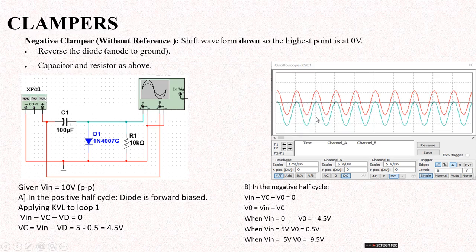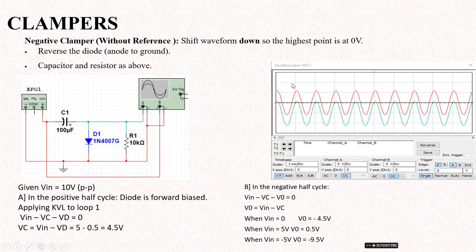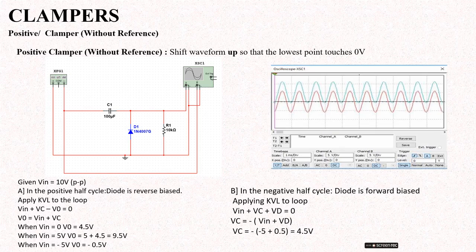Observe the output waveform in the negative clamper circuit: the positive value is also shifted to the downside. This is the example of a negative clamper. The positive clamper is similar to the negative clamper, but you just flip the diode, reversing its direction. Now observe the output waveform once again: the output is shifted to the positive side. In the negative clamper the signal is clamped to the negative side, but in the positive clamper the signals are clamped to the positive side.